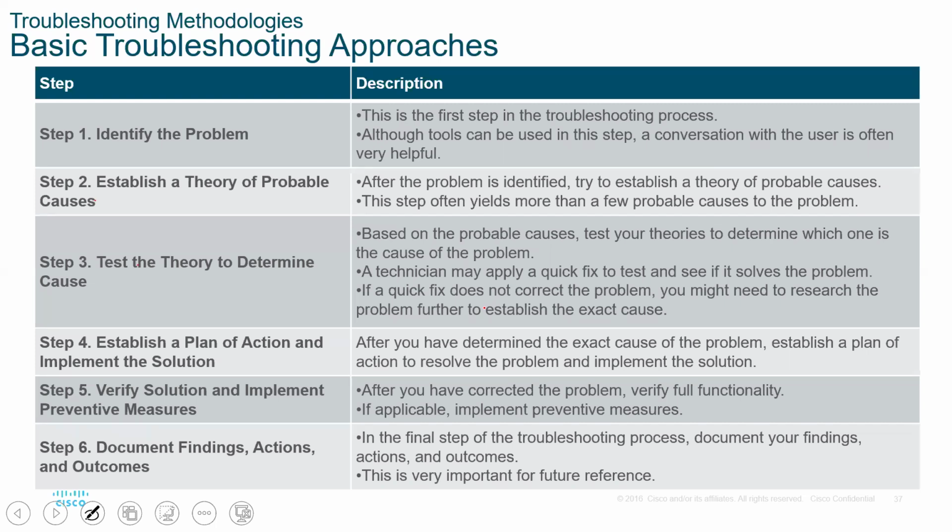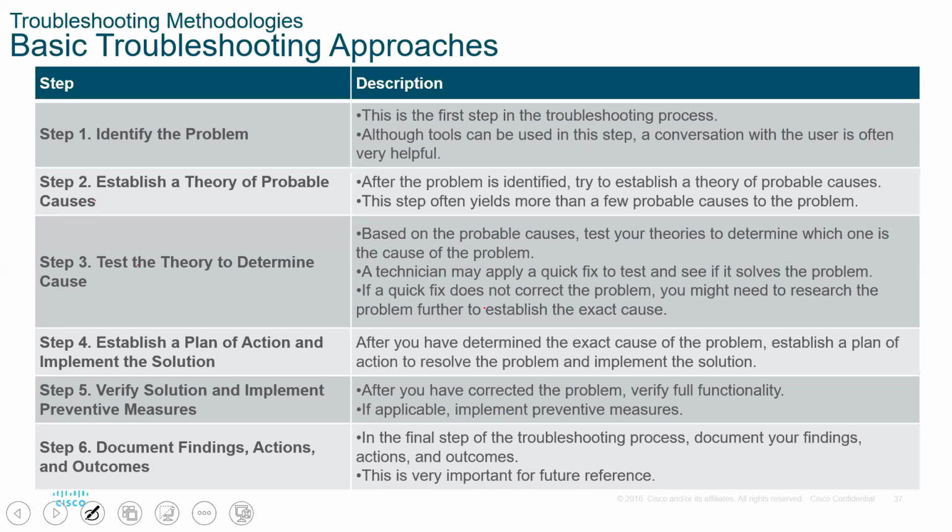Okay, so in order to identify the problem, you have to follow certain small processes. There are tools that can be used for this particular step. Conversation with a user is often very helpful, asking what happened that your system is down, what happened that you're not able to access this, and then he gives you an idea. Then you can establish a theory of probable cause, because you will use some tools.